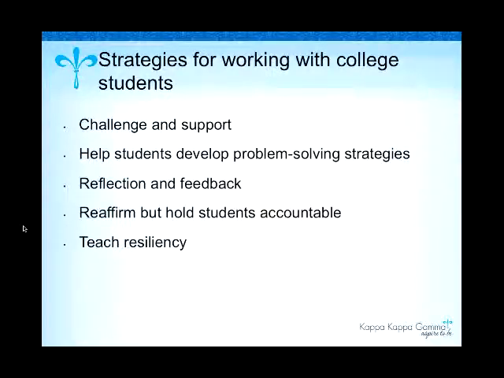Sometimes it's easier to just let things slide, but I would encourage each of you to reaffirm where it's appropriate, but also to hold people accountable, because that's the world we all live in. And then teach resiliency. Resiliency is a word that we are using a lot this semester on our campus, and I'm sure you have all heard it in your work as well. But this ability to bounce back.